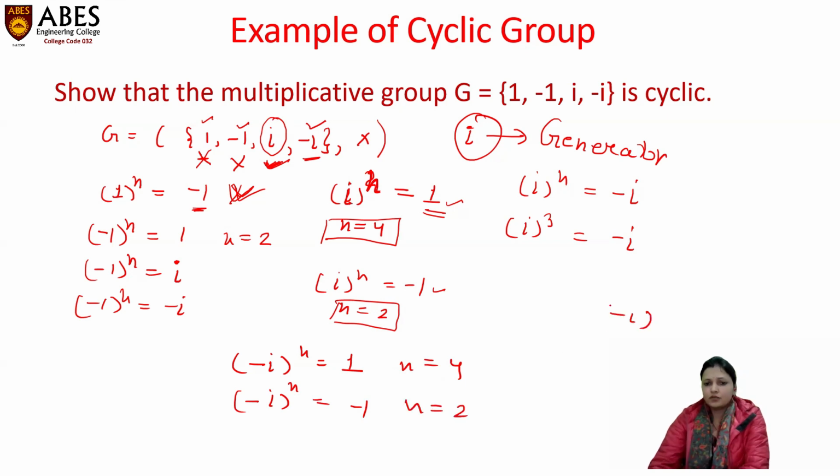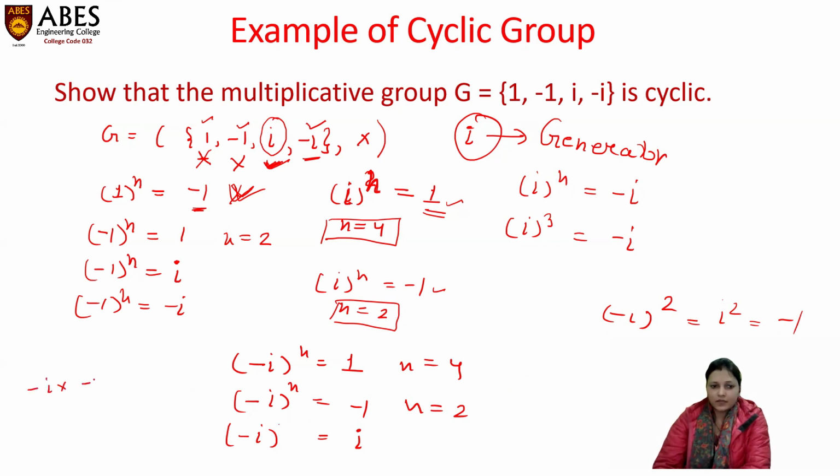Yes, -i to the power 2 will give us i square. It will be -1. So we can generate -1 from -i. Can I generate i from -i? It can be, let us check for 3.